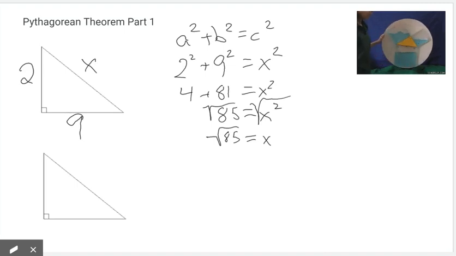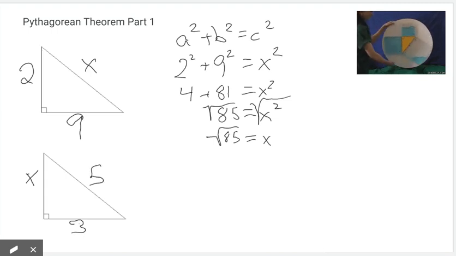Okay, if you took a 5 out, it'd be 5 times 17. Both of those are prime numbers, so you can't really simplify that. All right? Now, if you notice, the x I solved for was over here, right? But what if your variable is one of these?